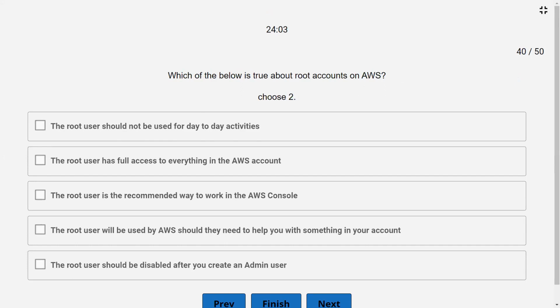Which of the below is true about root accounts on AWS? Choose two. The root user should not be used for day-to-day activities. The root user has full access to everything in the AWS account. The root user is the recommended way to work. The root user will be used by AWS should they need to help you with something. The root user should be disabled after you create your admin user. AB. All right.